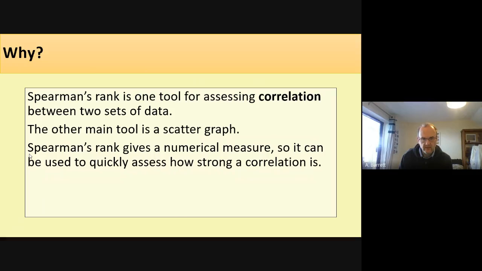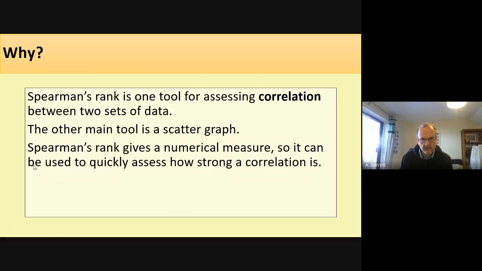What Spearman's rank does is it gives a numerical measure. Its result is a number. And what that means is you can then quickly assess how strong correlation is. Remember, with a scatter graph, you can see a pattern there. And obviously you can put your line of best fit in. But what it won't necessarily do, say there's a few outliers, it won't really give you a measure that includes those outliers about how strong that correlation is.